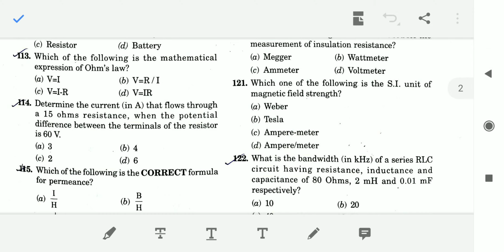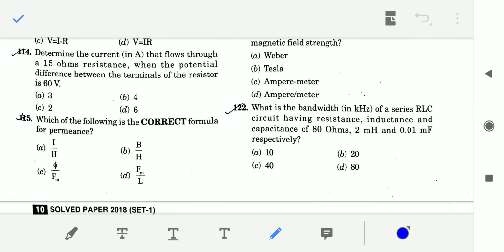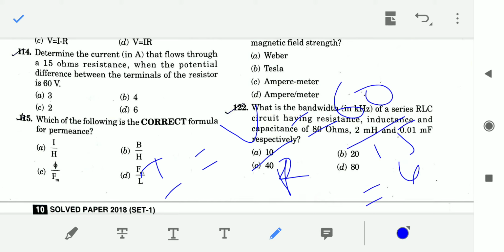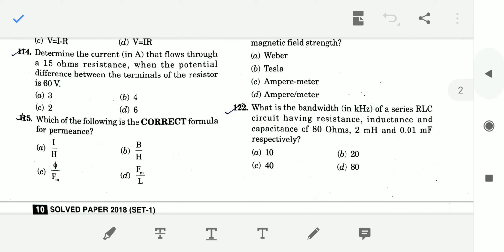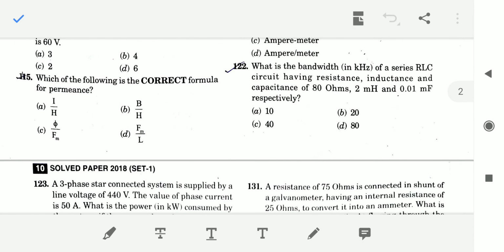Okay, next, determine the current in amperes that flows through the 15 ohm resistance when the potential difference between the terminals is 60 volts. That means what, sir? Current I is equal to V by R, right? So that is equal to 60 by 15. It is equal to 4, sir. Okay, answer will be 4. Next, 4 milliamperes. Sir, 4 amperes, not 4 milliamperes. It is 4 amperes.